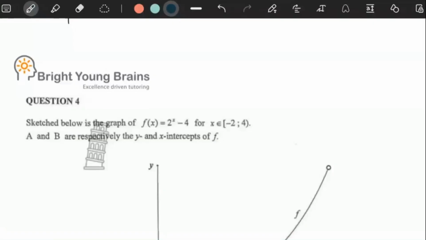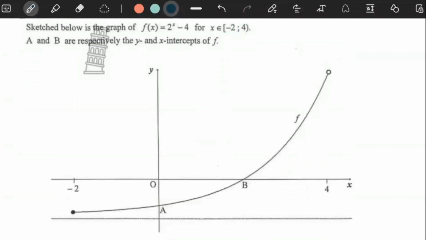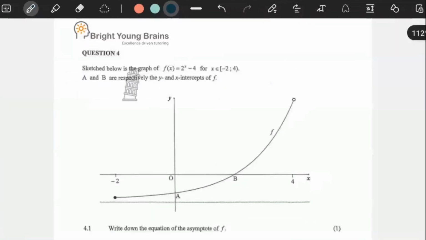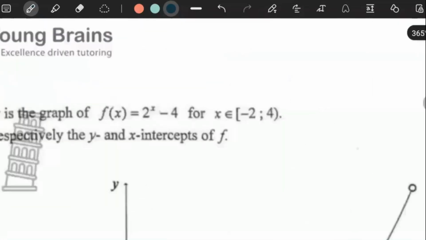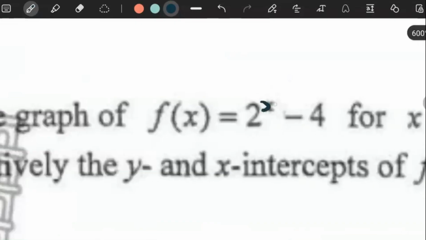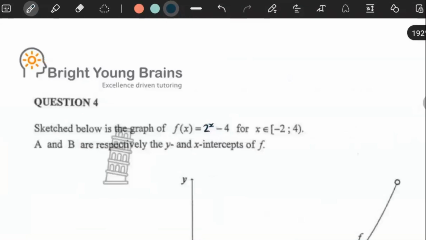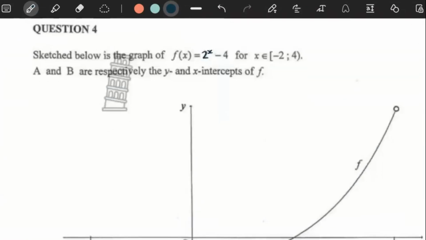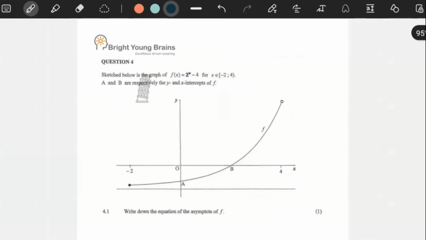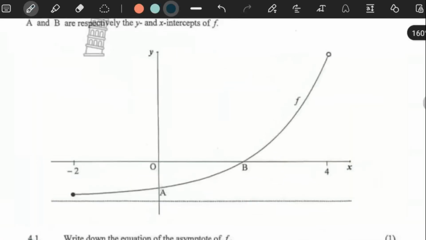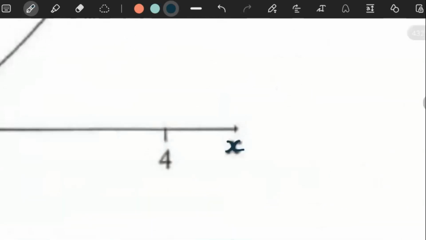Question number 4. This is the first functions and graphs question. Let's see what we have to do here. The first thing it says is, sketched below is the graph of f of x. F of x is clearly an exponential graph because x is an exponent over here. And then it says a and b are respectively the y and x intercepts of the graph of f. So you have a here, it's a y-intercept because it's cutting the y-axis. You have b here, it's an x-intercept because it's cutting the x-axis.